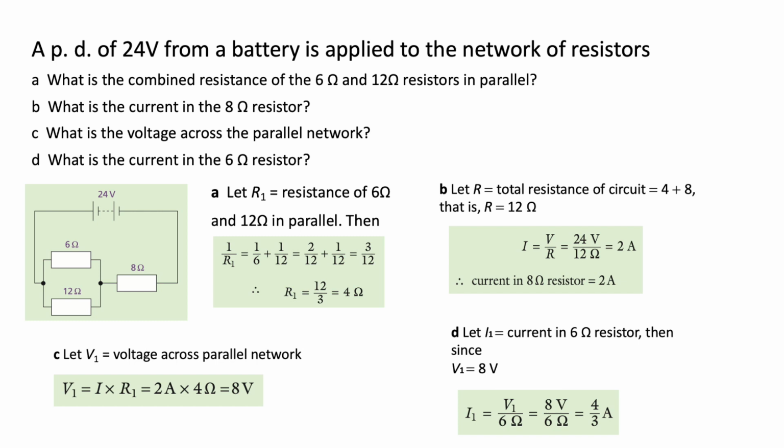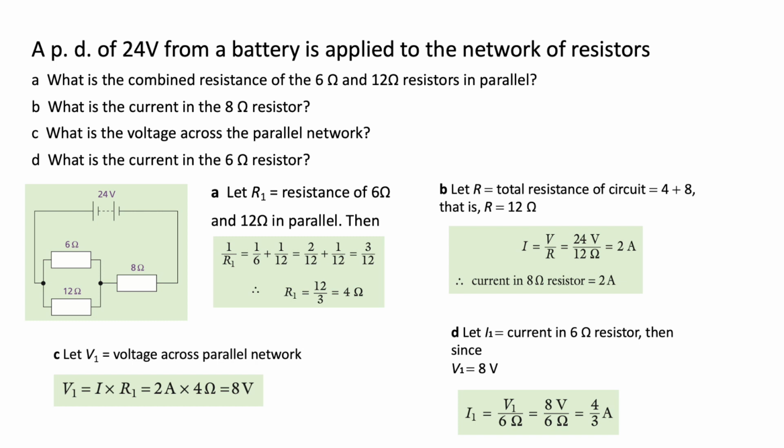Now here let us say R1 is the effective resistance of this parallel combination of 6 ohm and 12 ohm. Then 1 by R is equal to 1 by 6 plus 1 by 12. That is 2 by 12 plus 1 by 12, equal to 3 by 12. Now we have to find the reciprocal. So therefore R1 is equal to 12 divided by 3, equals 4 ohm. So we get the effective resistance of those two parallel resistors equal to 4 ohm.